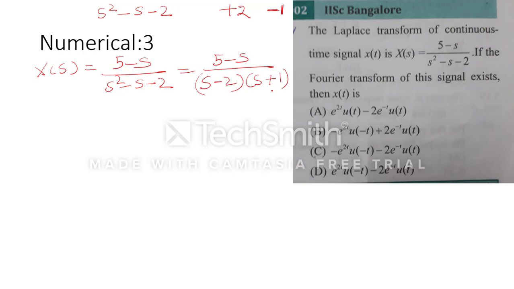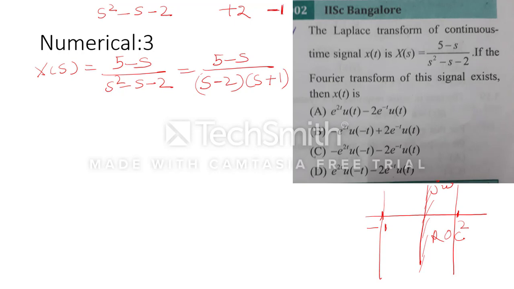So here it is given the Fourier transform should exist. We should remember that for the Fourier transform, if two roots are there, plus 2 is there and minus 1 is there, and the j omega axis is there. So for the Fourier transform to exist, the final ROC, which will come after implementing minus 2 and plus 1 both, should include the j omega axis. If the j omega axis is included in the final ROC, then only the Fourier transform will exist.